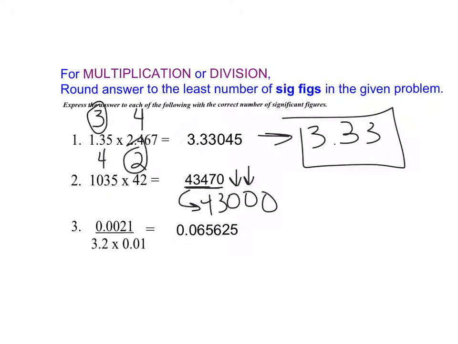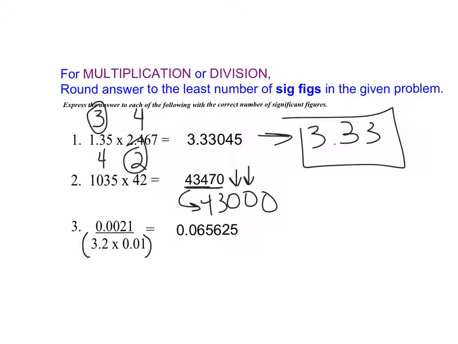Last but not least, 0.0021 divided by 3.2 times 0.01. Remember when you type this number into your calculator, you put the things in the bottom in a parenthesis so that those are multiplied together first before it does the division. In fact, if you have your calculator handy, I highly recommend you type that into your calculator real quick. Make sure that you know how to do these kinds of calculations because you're going to be having to do them on the exams.